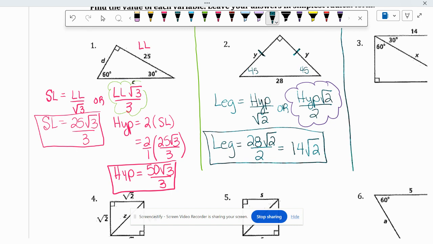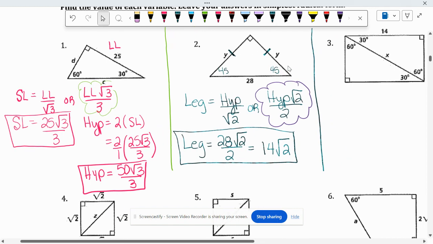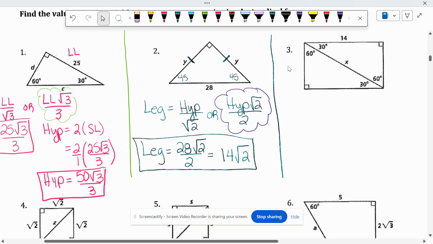That's 196? No, it's not. It's 14 square root 2. I'm not asking you to square 14. I'm saying 14 times the square root of 2. Okay, what kind of triangle is this?